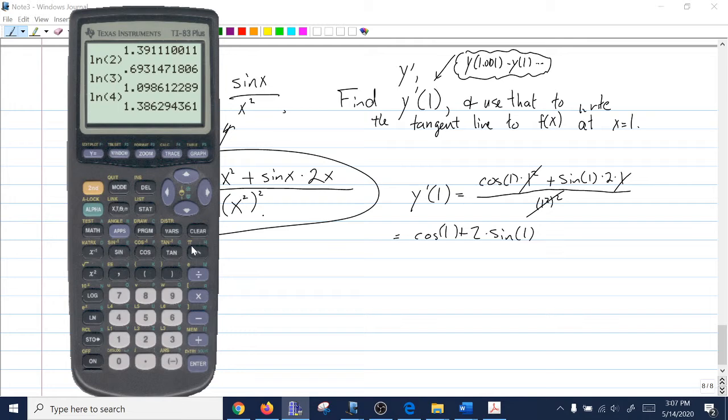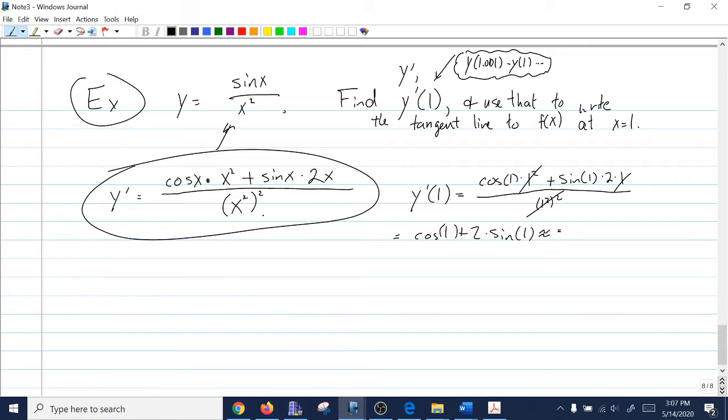Dear calculator, what's cosine 1 plus 2 sine 1? It's 2.223. So we found y prime. We found y prime of 1. We want to write the equation of the tangent line to that function at x equals 1.